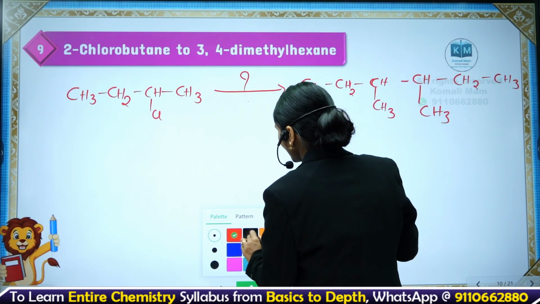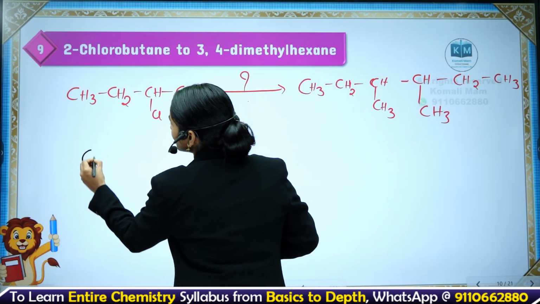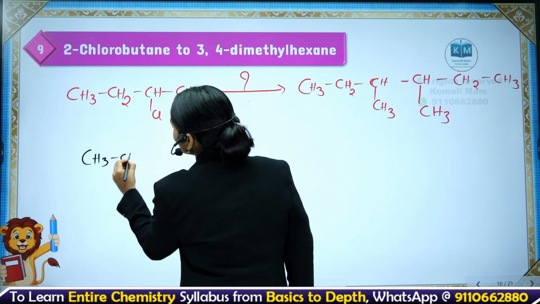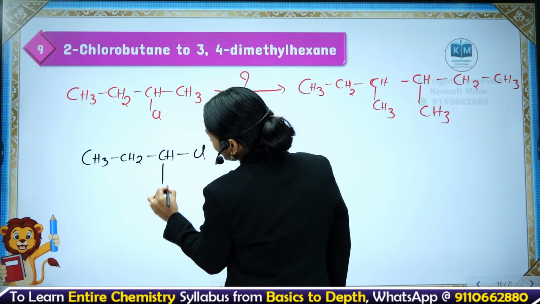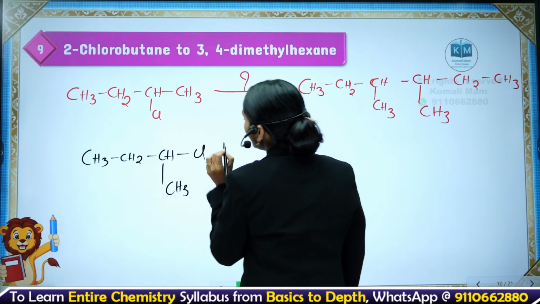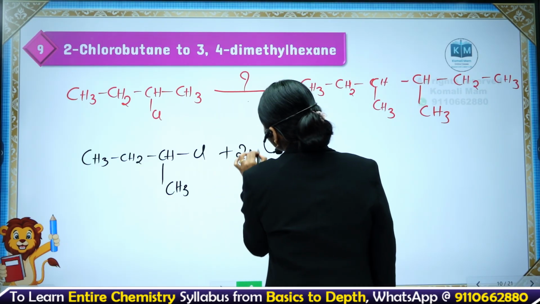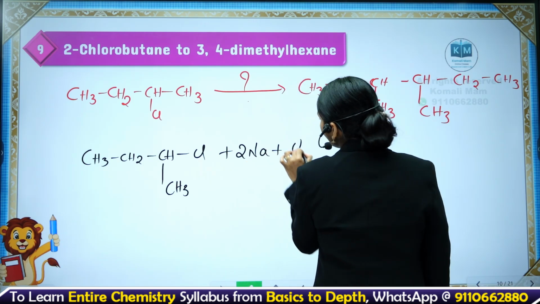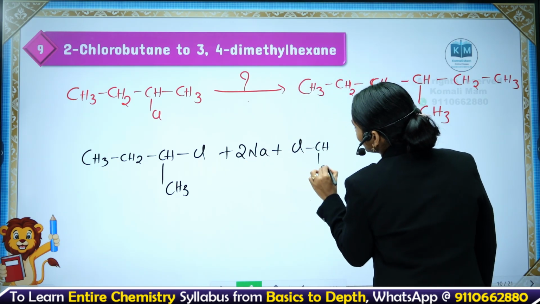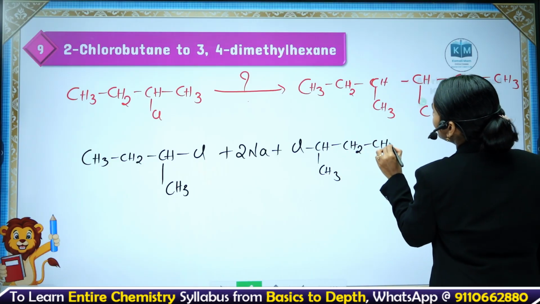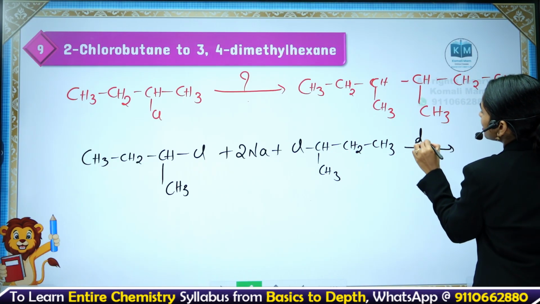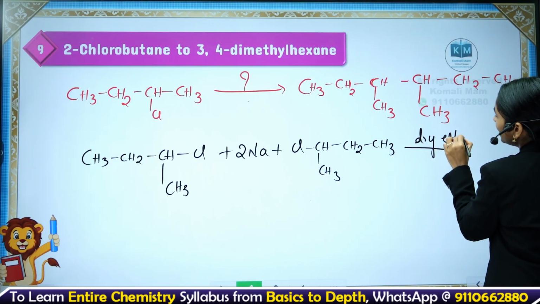Okay, tell me the product, students. How to write? What is the reaction? I will write this Cl on this side and CH3 down so that it is easy to write. What is the reagent? Sodium metal we will take, and in the presence of dry ether the reaction takes place. Then what will happen? Tell me.